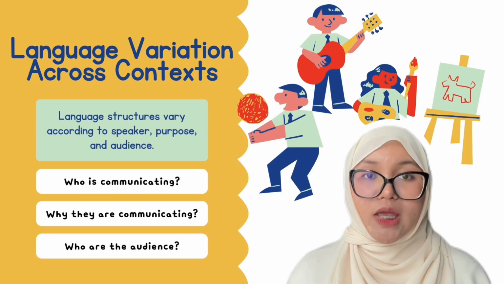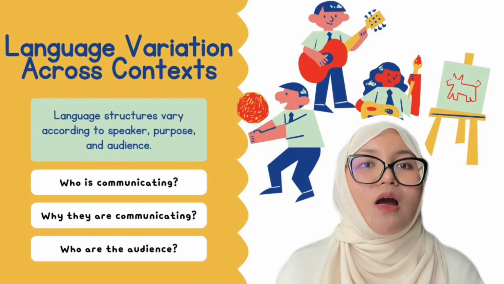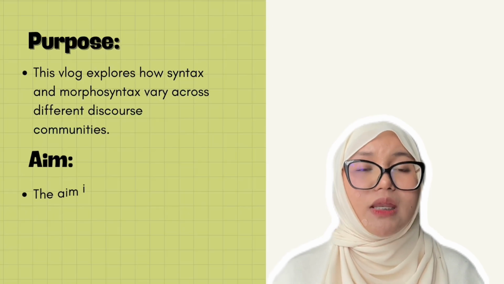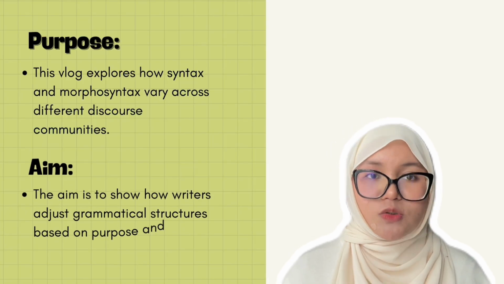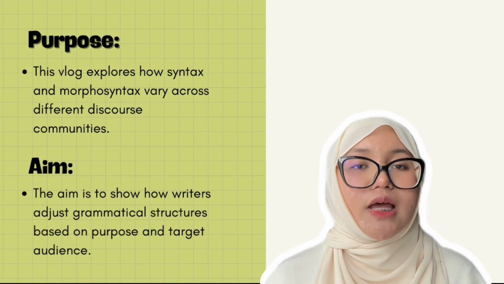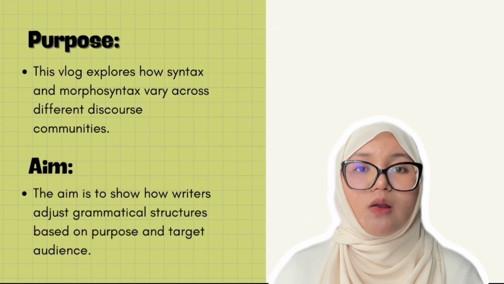In this vlog, we explore how syntax and morphosyntax function across different discourse communities. Essentially, we are looking at how language structures change depending on who is communicating, why they are communicating, and who their audience is. The main aim of our analysis is to show that writers do not use grammar randomly. Instead, grammatical structures are deliberately adjusted to suit the writer's purpose and the intended audience.